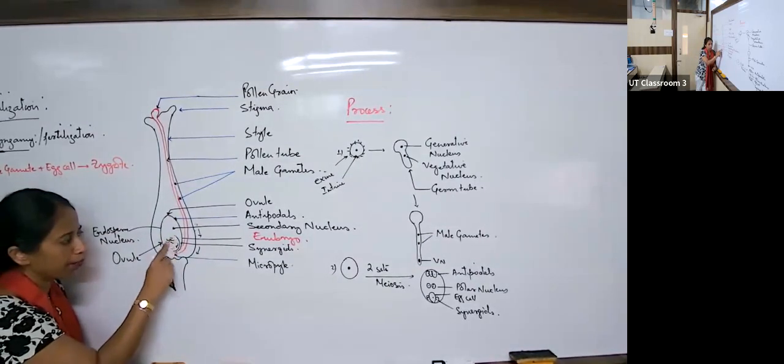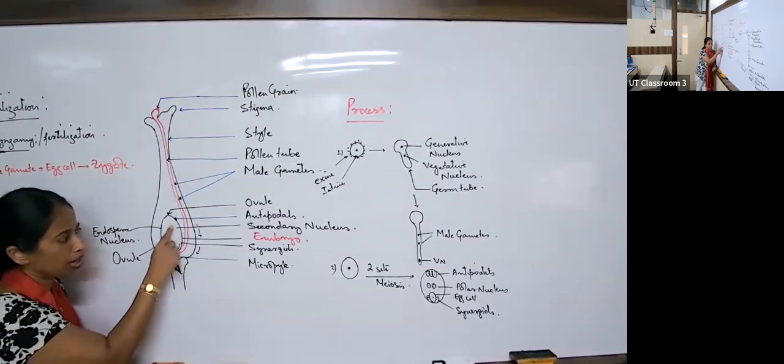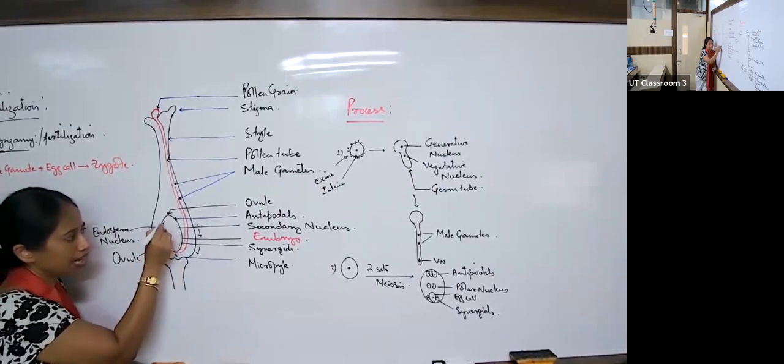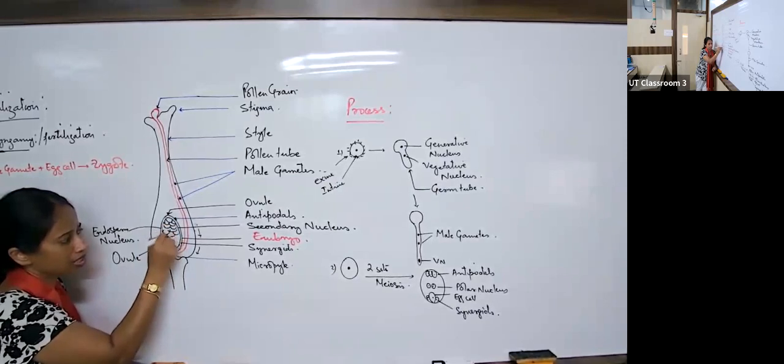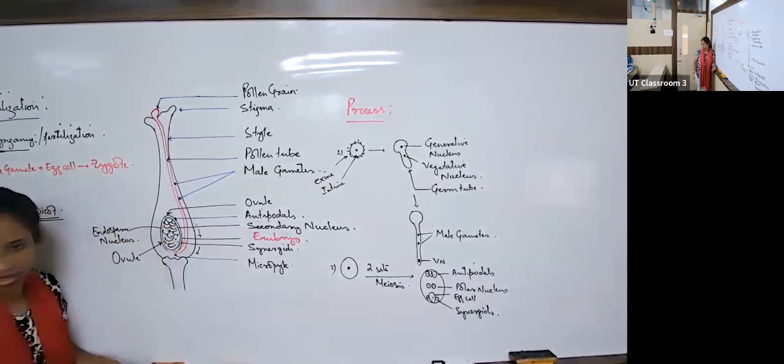Now, this embryo now almost occupies the entire structure of the ovule and gets converted into a multicellular structure like this.